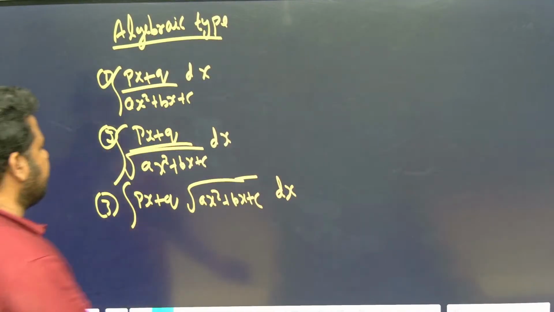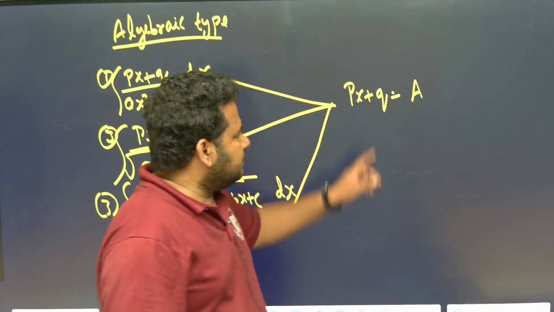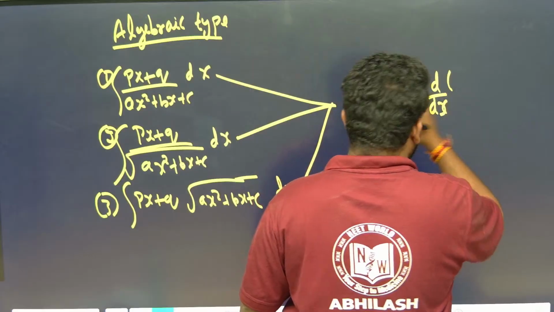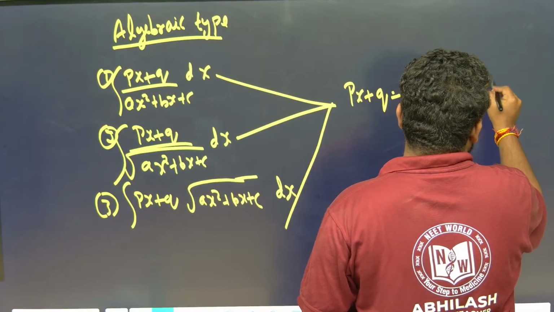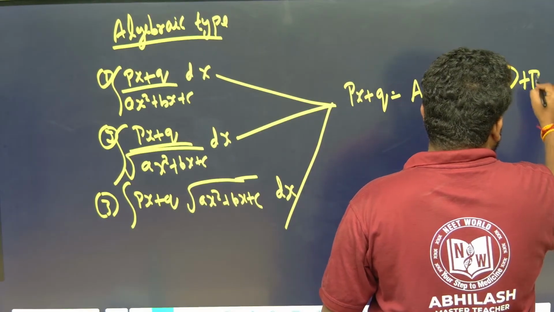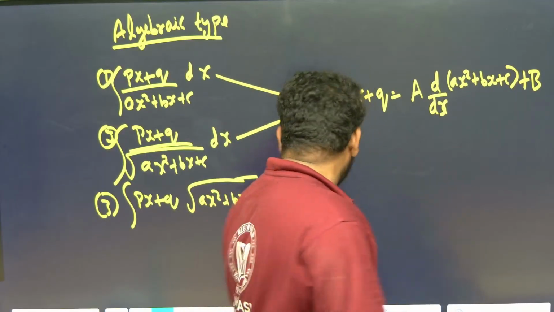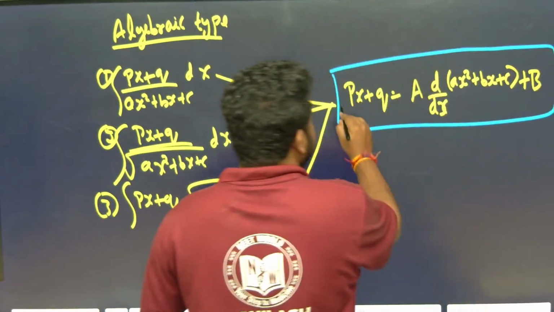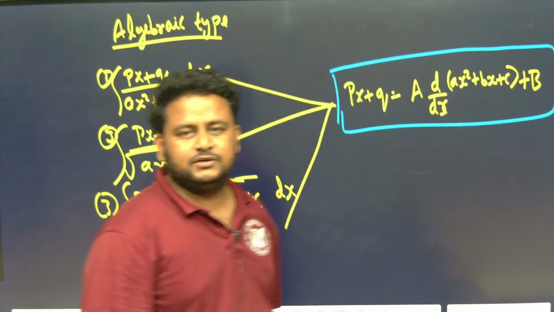So see here, for all of this, what you have to do is put the numerator, that is px plus q, equal to, same as the previous one, a into d by dx of the denominator. The denominator here is ax square plus bx plus c, plus you will just write b, not the denominator here, that's it. This is the form you have to remember, very important: px plus q is equal to a times d by dx of ax square plus bx plus c, plus b.